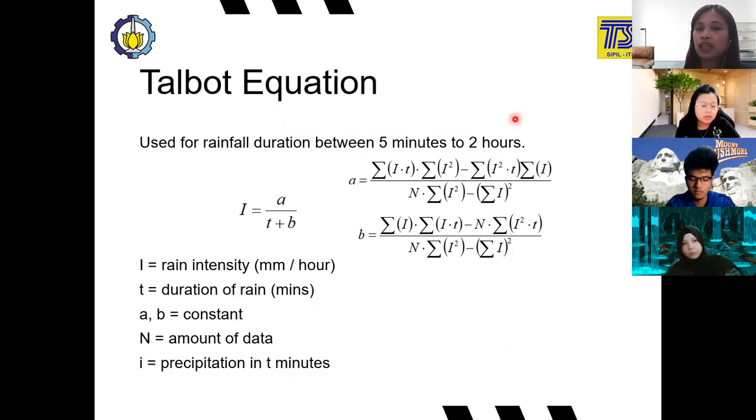So you will get the rainfall data. For example, if you want to calculate the rainfall for a duration of 5 minutes, you get the data of the rainfall in the first minute, second minute, third minute, fourth minute, and fifth minute. And then after that, you have to calculate the constants first for A and B, and then you can get the rainfall intensity for the rainfall duration, for example, 5 minutes.